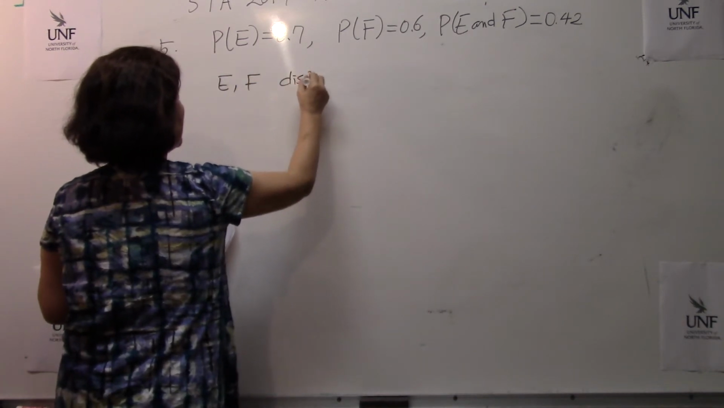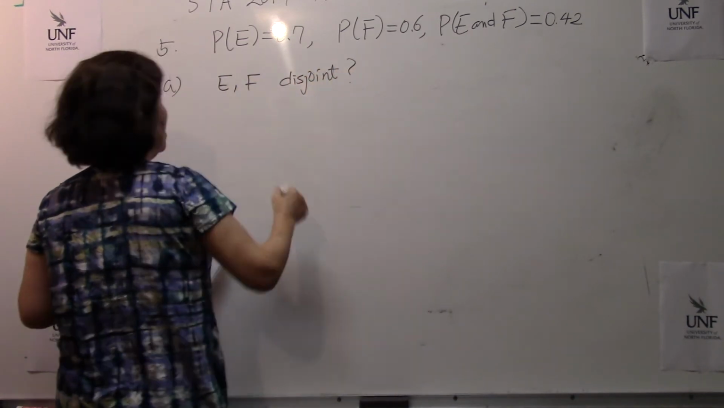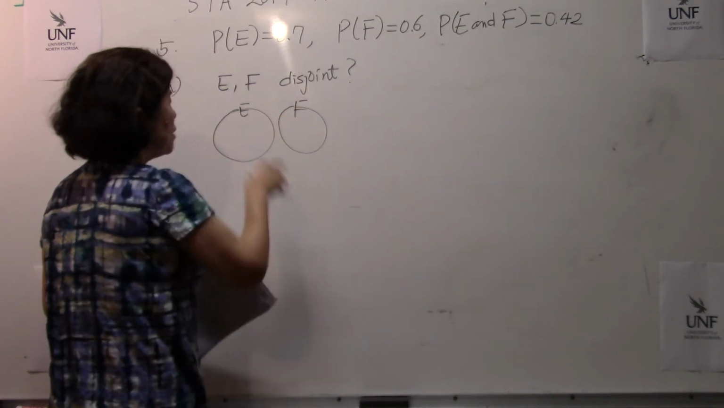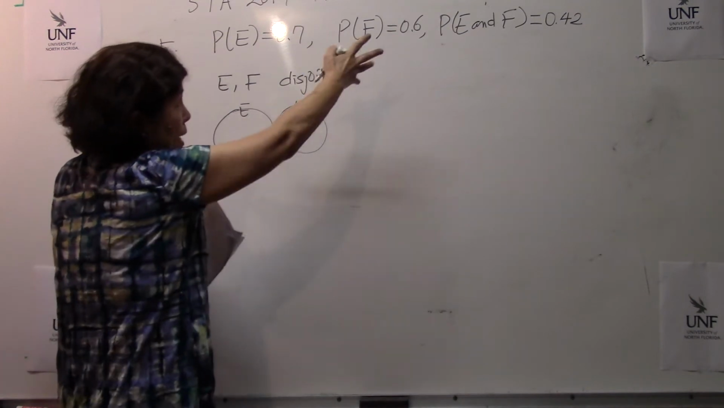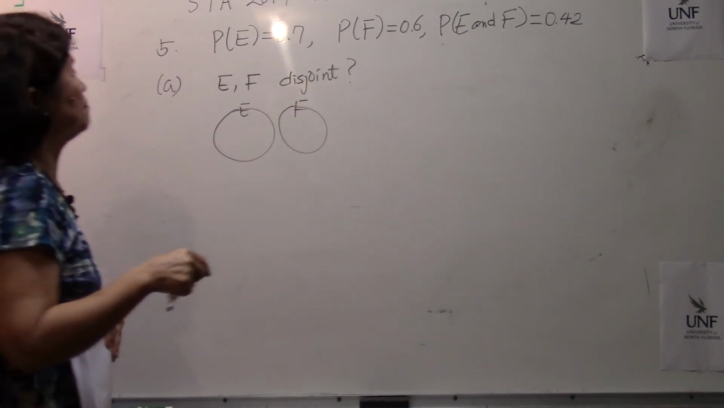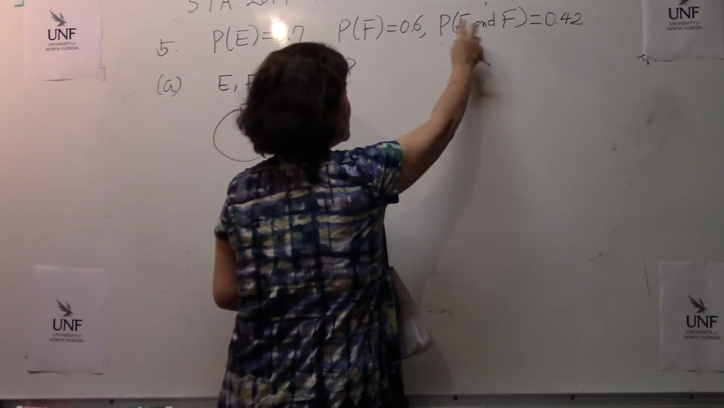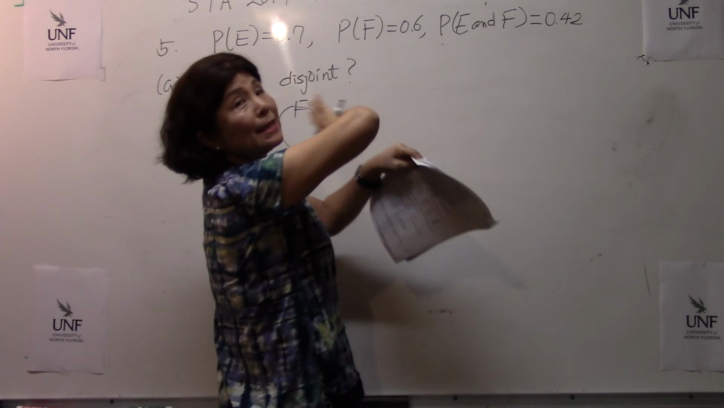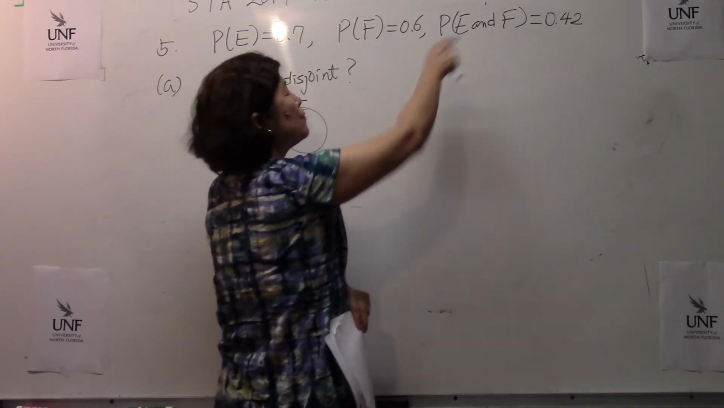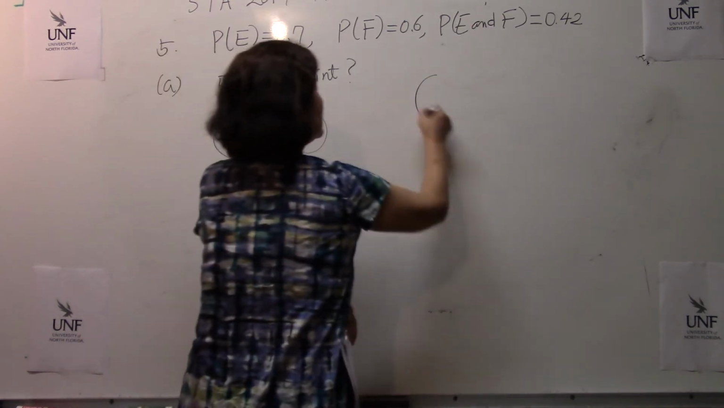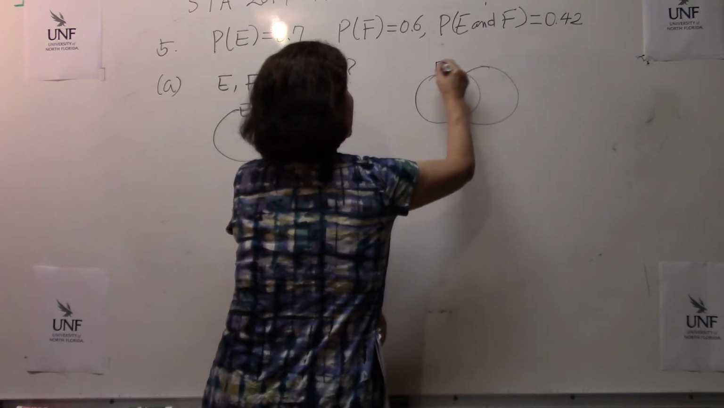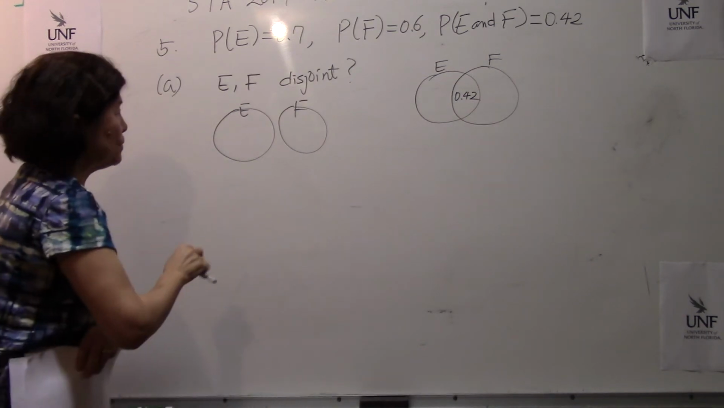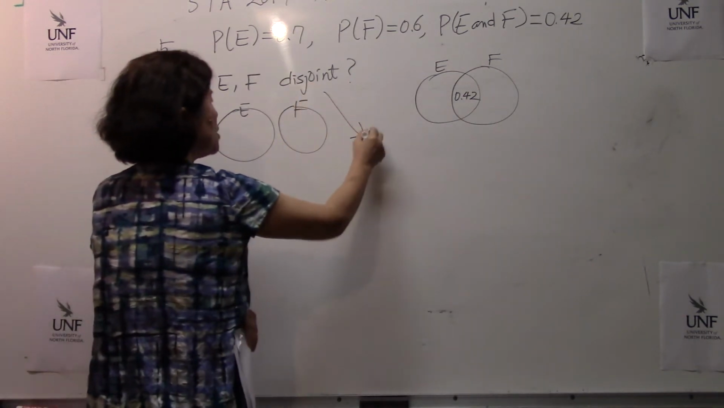Disjoint, what does that mean? Well, we can say E and F have nothing in common. Look at the given information. The third piece is the probability that E and F occur simultaneously, which is 0.42. So that means there is an overlap, and this portion is 0.42. That's what that means. So the answer is no.